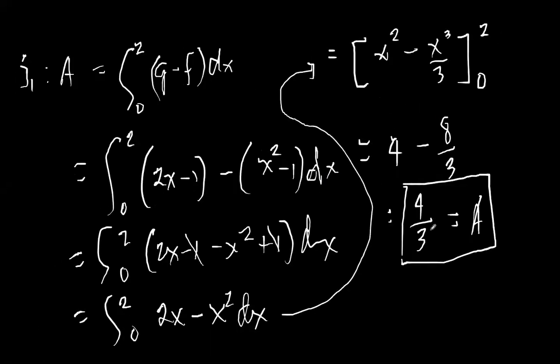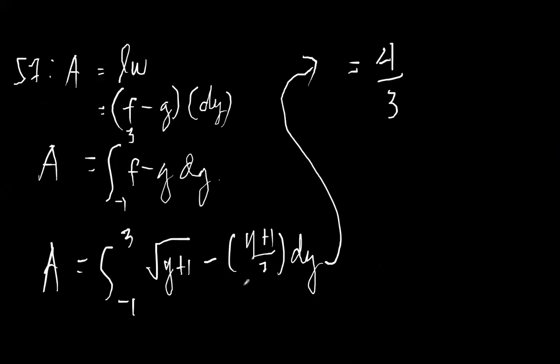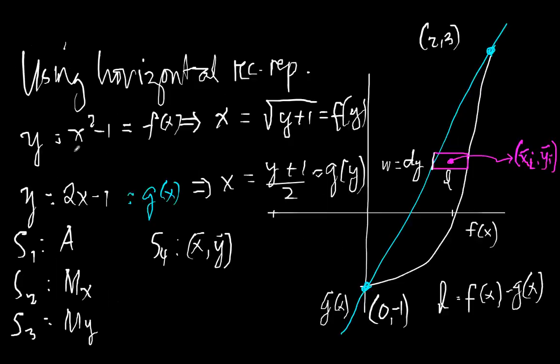Yes, the area is 4/3. So if we simplify this, integrate, and evaluate at the same time, you'll get 4/3 for the area. We're not going to do that since our main problem here is to use the horizontal rectangular strip in finding the moments or the center of mass of the lamina. So we're done with step number 1. Let's go to step number 2, finding the moment about the x-axis.